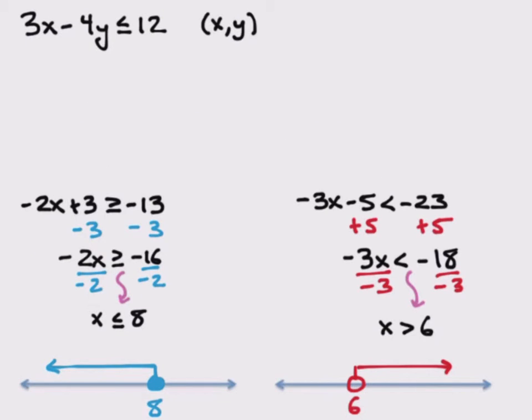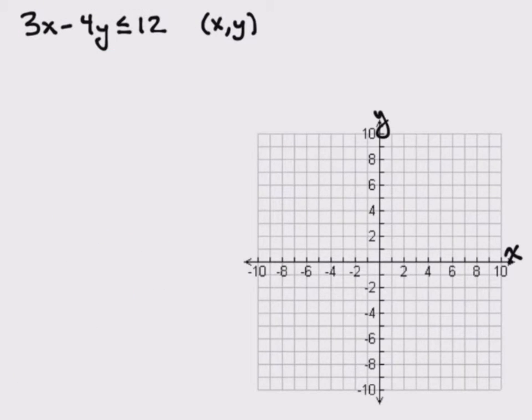Now, unlike before, when our inequalities had only one variable, and we could graph the solutions on a one-dimensional number line, now our inequalities are going to have two variables, so we will need to graph them on a two-dimensional plane.